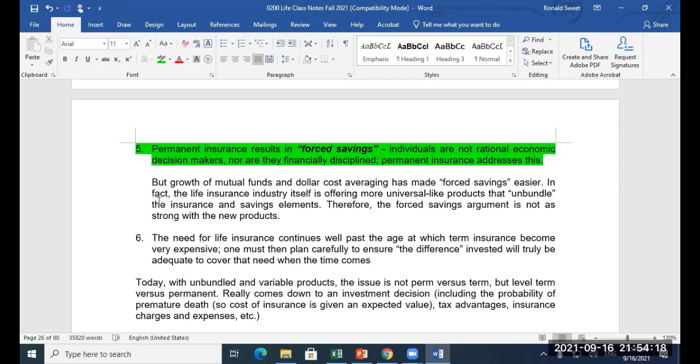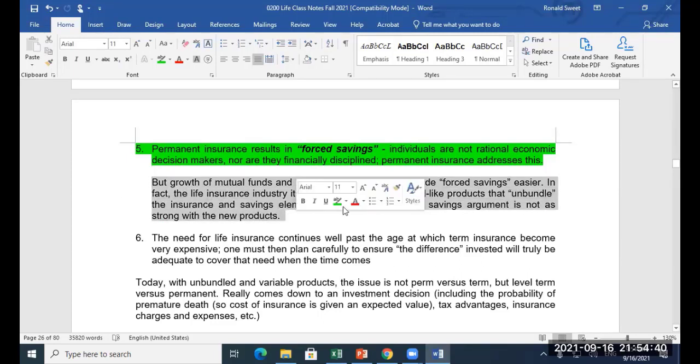Now, I even worked with my mom on universal life. She had the unbundled products. She didn't have to pay the whole premium, but that's the way they were. They got a statement that says you owe $250. They paid $250. So it was a form of forced savings, even though they had the option.